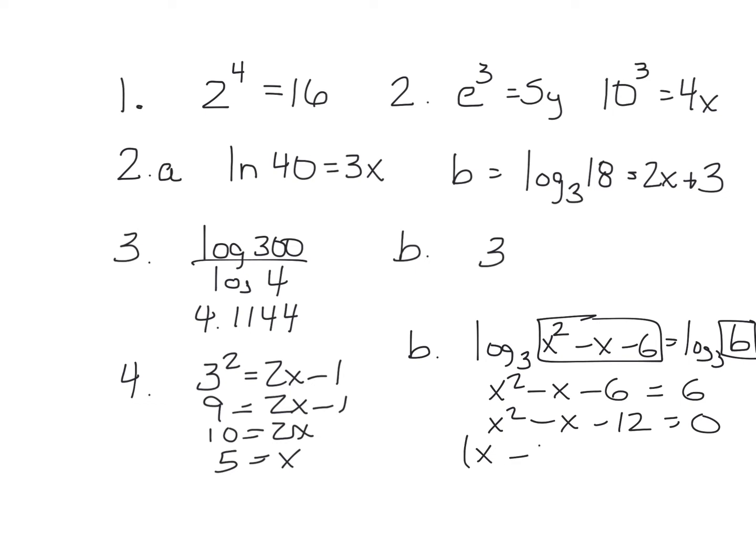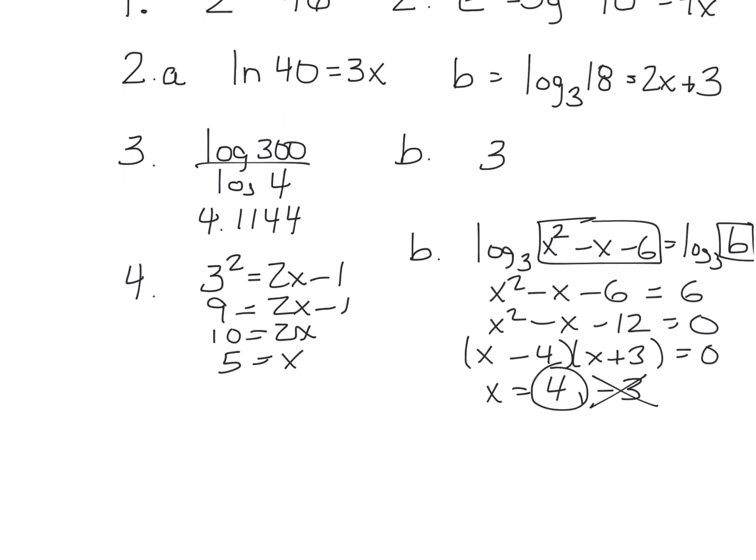Factoring this, I'd have minus 4 and plus 3. So my solutions would be positive 4 and negative 3. Can't take the log of a negative number, and if you put negative 3 in there, that would become a negative number. So the only solution there would be 4.